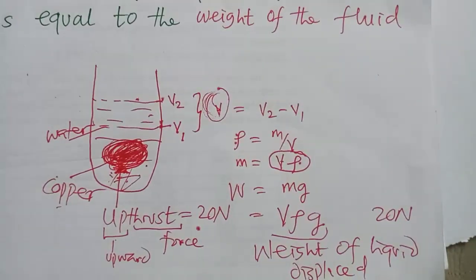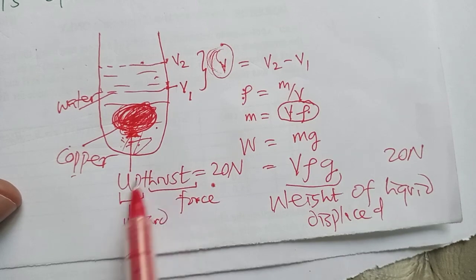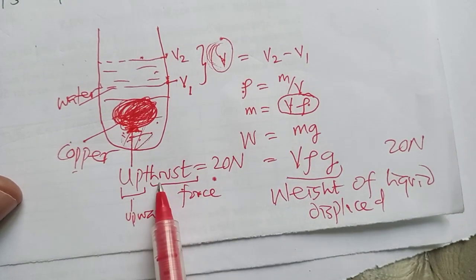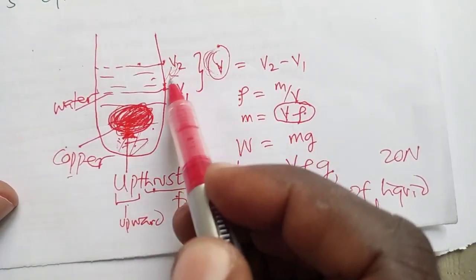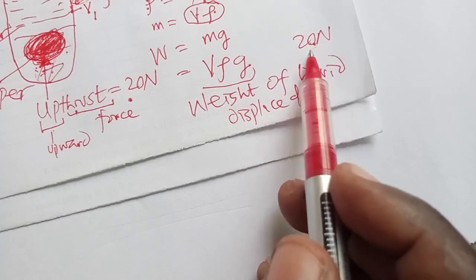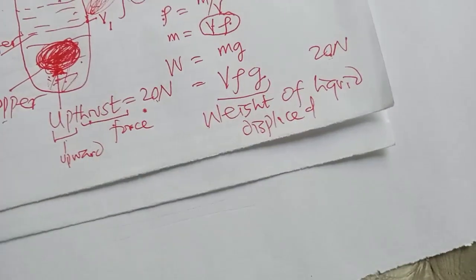We have seen that according to Archimedes' principle, when an object is totally or partially immersed in a fluid, then the force it will experience due to the molecules of the fluid, which we call upthrust, is equal to the weight of the liquid displaced. If you get this weight as 20 Newton or whatever you get, it is equal to the upthrust. And we have also seen a problem on that.